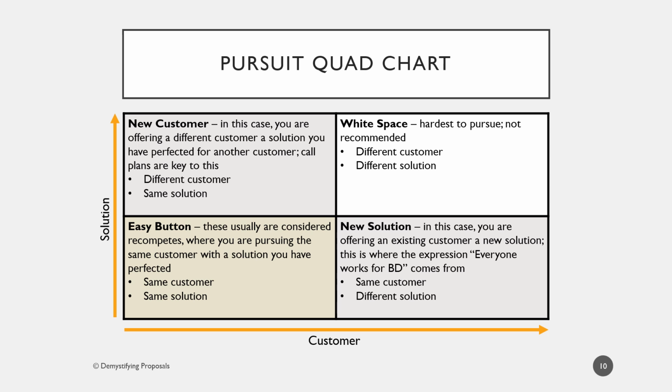The white space, which is all the way up on the solution axis and all the way across on the customer axis, is the hardest to pursue and generally not recommended for business developers. In this case, it's both a different customer and a different solution. So there's no familiarity here. It would be all new customer, all new solution. It's possible to pursue these, but it's very, very challenging.